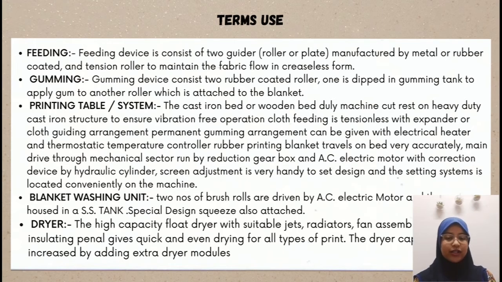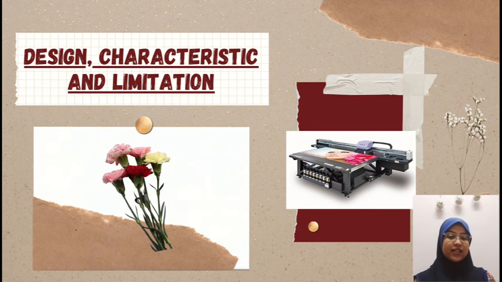The last is the dryer. The dryer is a high capacity float dryer with suitable jet radiator, fan assembly and insulating panel to give quick and even drying for all types of print. The dryer capacity can be increased by adding extra dryer modules. So the next subtopic is design characteristics and limitations.